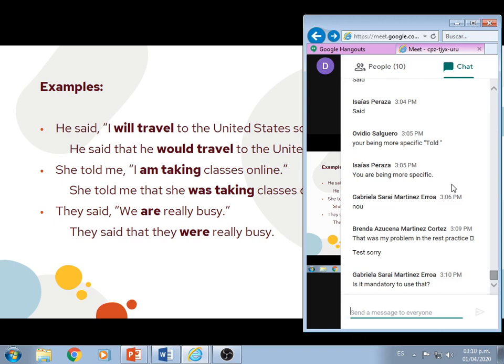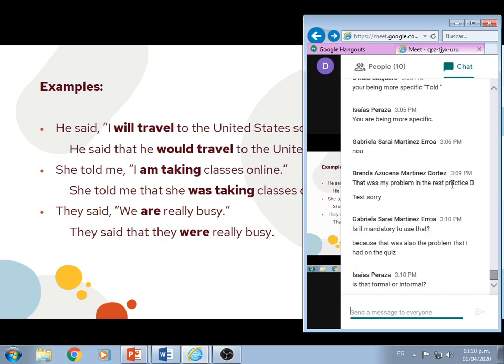Now, the question that Gavi is asking, is it mandatory to use that? No, it is not mandatory. You can use that, or if you want, you can omit it. The problem is that in the quiz, I was asking you to use that, so we had the same answer. The problem was that in the quiz, I needed to provide almost 10 answers for only one sentence.